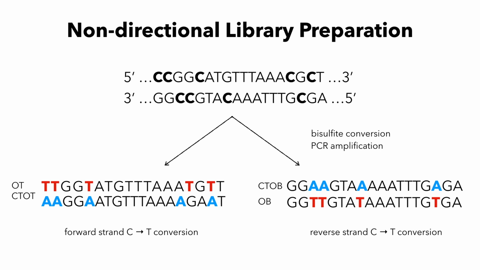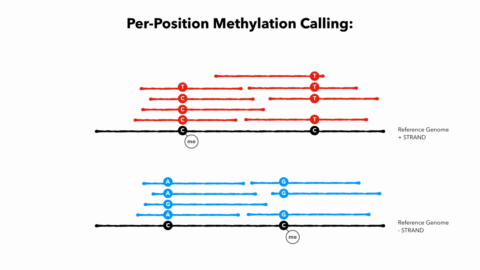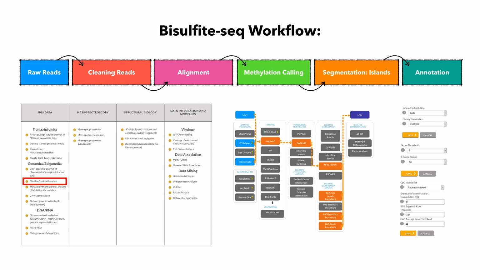When aligning non-directional library to reference genome, the algorithm will allow mismatches of C to T in positive strand, so that only original positive fragments will be analyzed, and for negative strand, G to A mismatches will be allowed. Allowing mismatches in alignment will impact the downstream calculations of per position methylation status and thus is an important step in bisulfite data analysis.